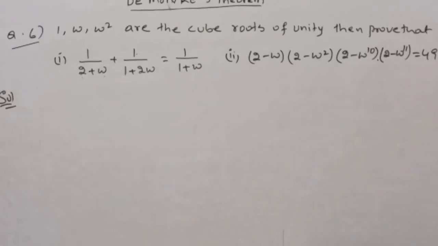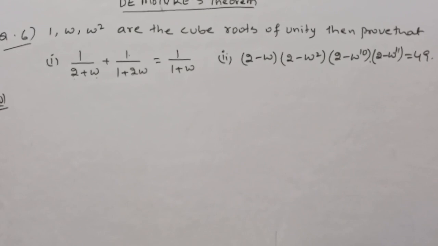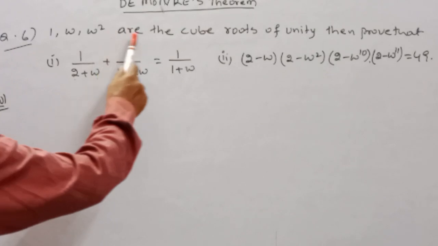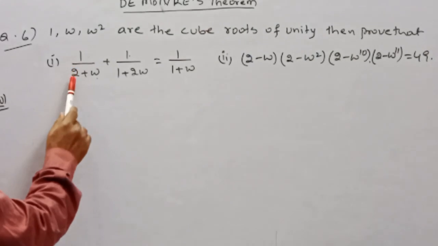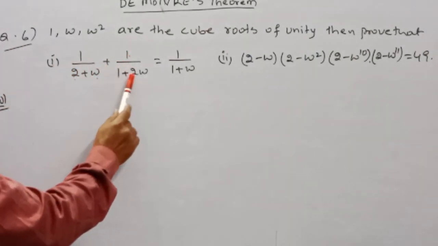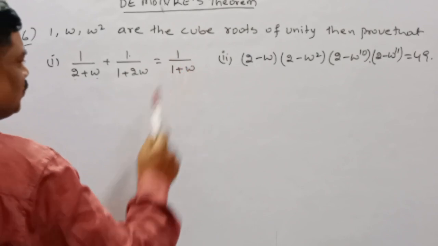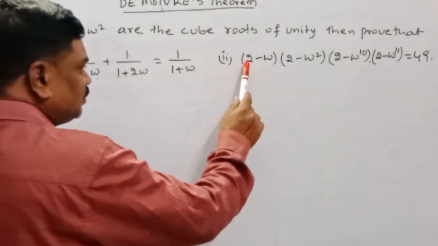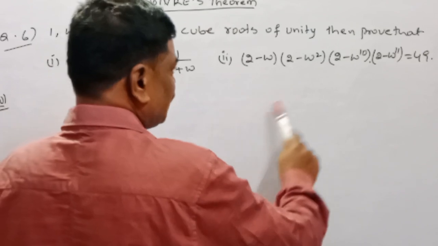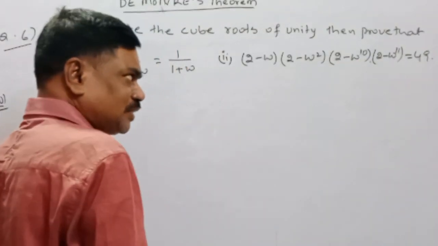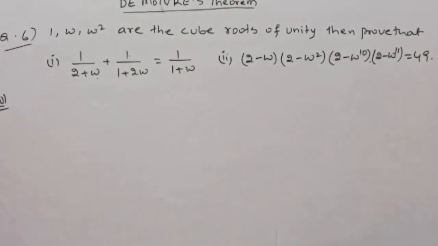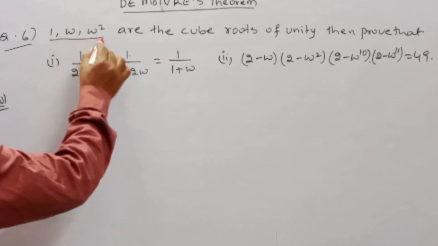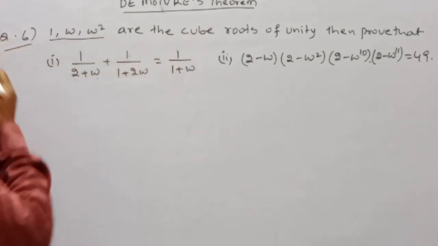Here we have one more problem from De Moivre's theorem. What is the problem here? 1, omega, omega square are the cube roots of unity. Then prove that first one: 1 by (2 plus omega) plus 1 by (2 plus 2 omega) is equal to 1 by (1 plus omega). Second one: (2 minus omega)(2 minus omega square)(2 minus omega power 10)(2 minus omega power 11) is equal to 49. First, we know that 1, omega, omega square are the cube roots of unity.